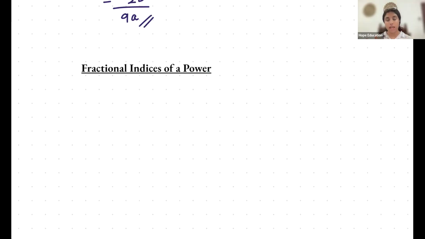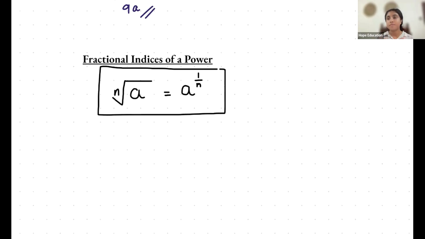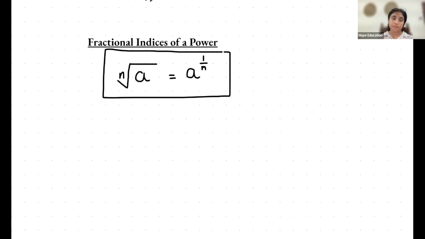Here, there is a common rule. I will first teach you the rule and then I will show some examples. We write the rule like this. A, let's say nth root of A, the nth root of A, is equal to A to the power 1 over n. Now you obviously will not understand what this means. That is why I'm going to explain this. But I will just give you the rule first.